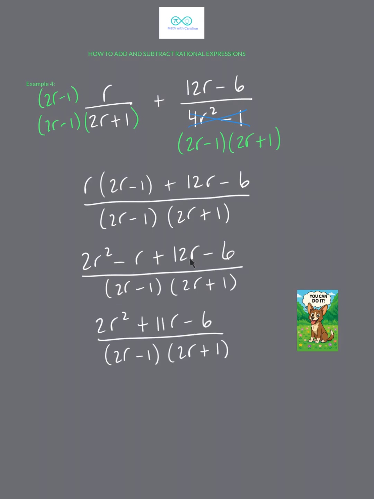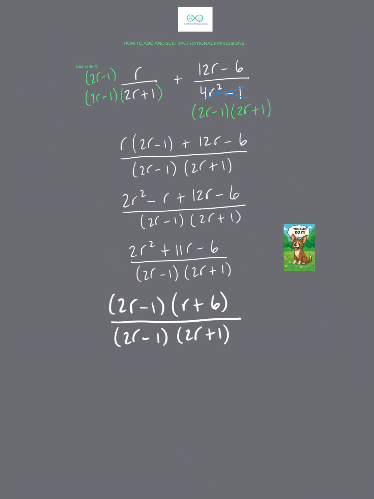So negative r plus 12r is 11r. Now you'll want to factor this numerator. Now since a, the coefficient of r squared, is not equal to 1, there are several ways to factor this numerator. So make sure if you need help with that you check out my other videos on factoring when a is not equal to 1. Now, since you're adding and subtracting rational expressions, the likelihood that you're going to get a common factor is very high. And so you can really use these two factors in the denominator to help you factor this numerator.